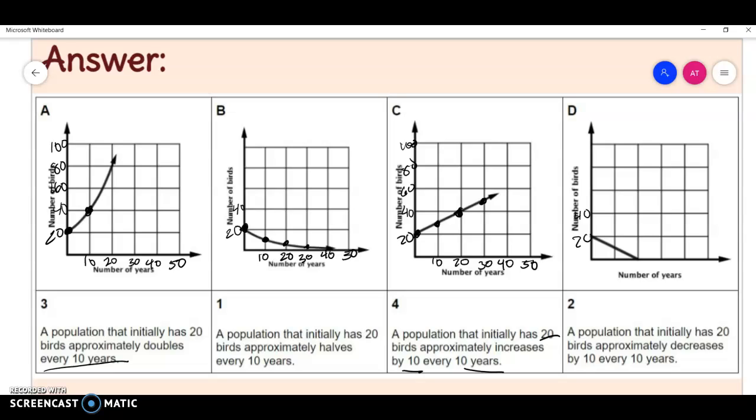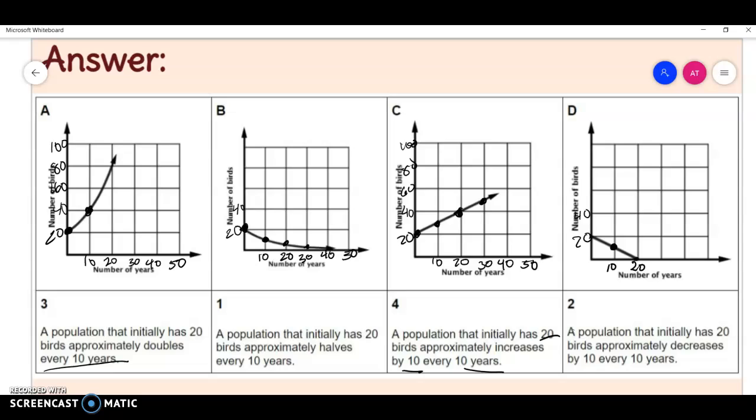And letter D, you actually had to draw by yourself. The last option left was a population that initially has 20 birds and decreases by 10 every year. So instead of increasing by 10, it's decreasing. The first year we're going to drop down to 10 birds, and then by year 20, I'm going to have no birds left, unfortunately.